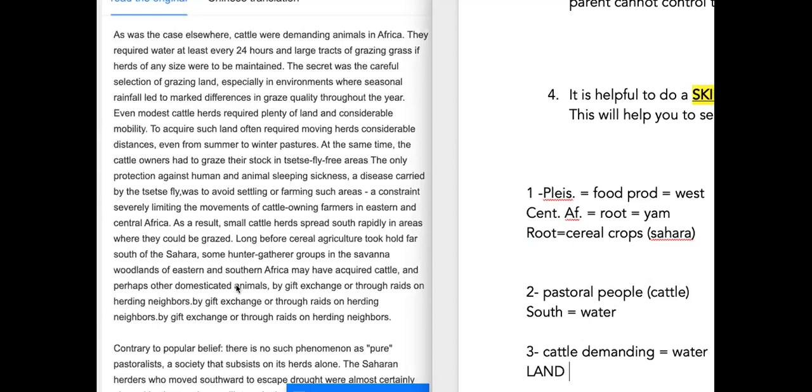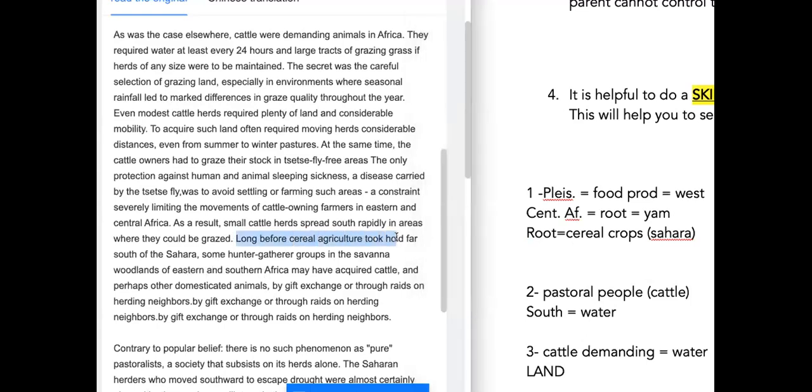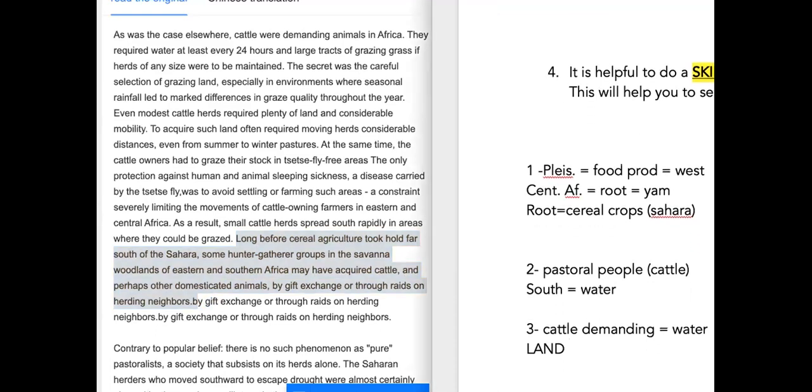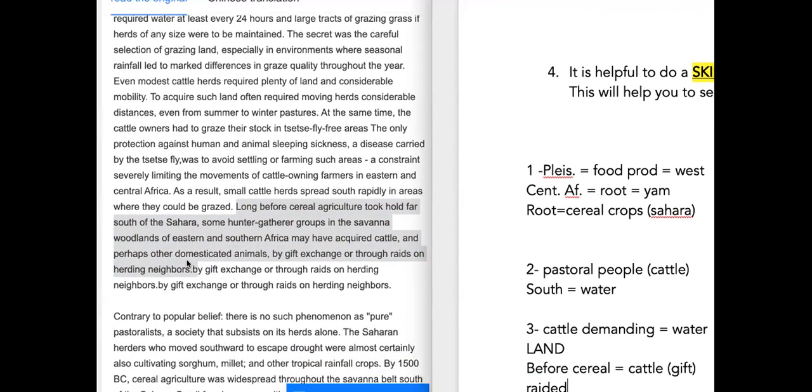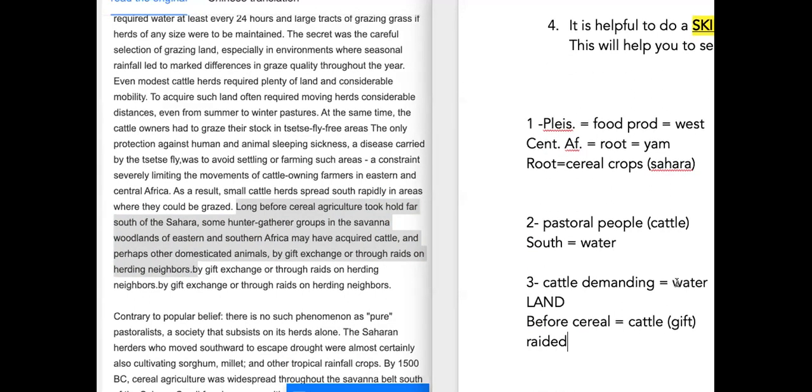And then I might maybe look at the last sentence. Now this is a little typo here in our text, but this is the last sentence here. Long before cereal agriculture took hold, some hunter-gatherer groups in the savannah may have acquired cattle and perhaps other domesticated animals by gift exchange or through raids on herding neighbors. So before cereal, they may have acquired cattle by gift exchange. Cattle is a gift, or they raided. Raided means they just took them. So maybe they stole it from other people.